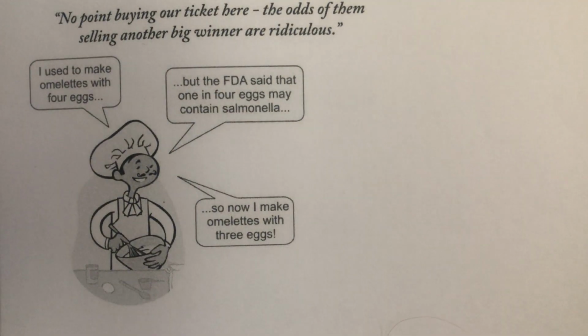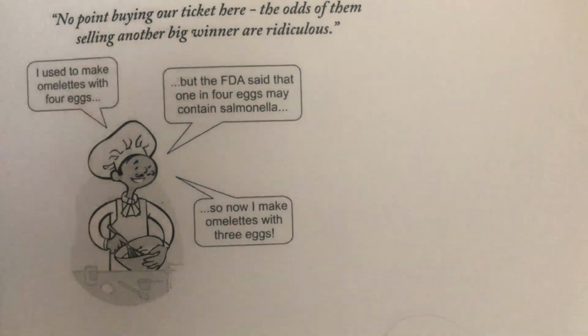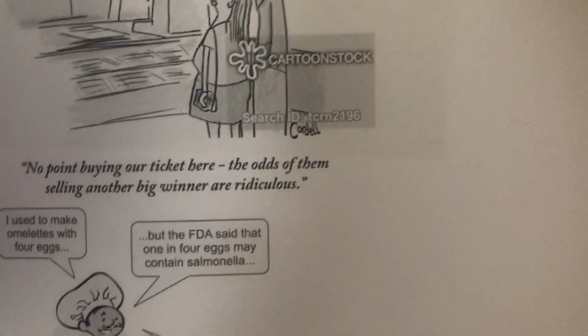So this guy used to make an omelet with 4 eggs. 1 in 4 eggs contained salmonella, so now we have 3 egg omelets. It's not exactly how probability works. Okay, the probability of each egg having salmonella is still 1 out of 4, doesn't matter how many you put in there.